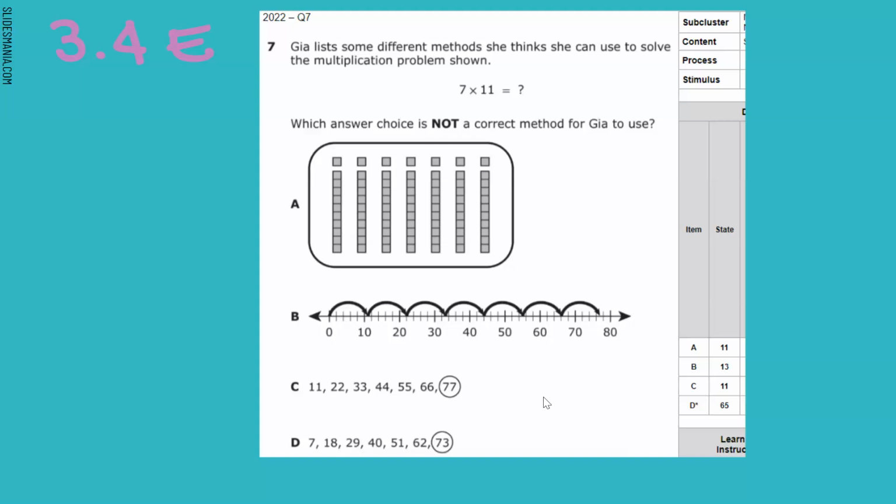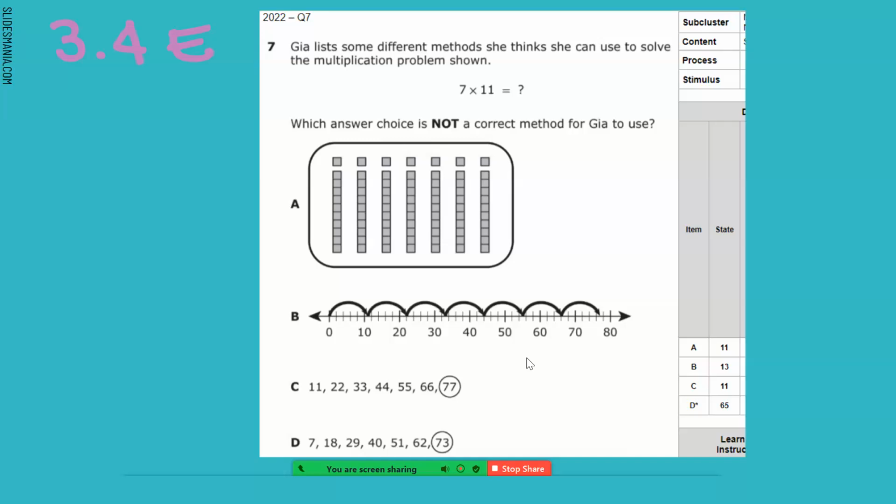And so if we look at A, it shows 10, 11 with place value blocks. Do we have 7 groups of 11? 1, 2, 3, 4, 5, 6, 7. We do. So this is not our answer because we're looking for one that does not show 7 groups of 11. Now look at this number line.